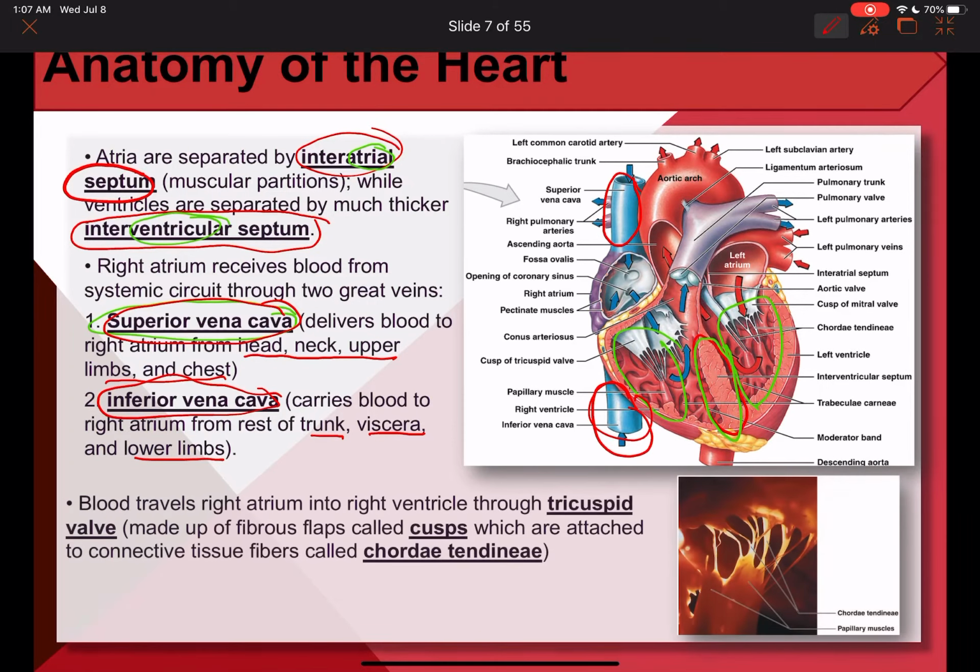And when the right atrium contracts, it will push blood through a valve that sits between the right atrium and the right ventricle. So this is the right atrium right here, and the right ventricle. Okay, you see these flaps here, these white flaps? Those flaps form what's called the tricuspid valve. Its name has to do with the number of flaps the valve is made up of.